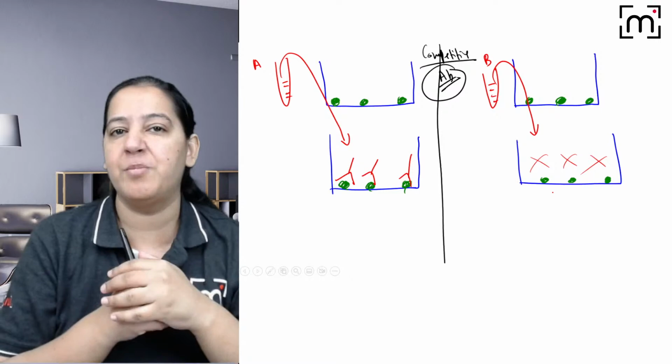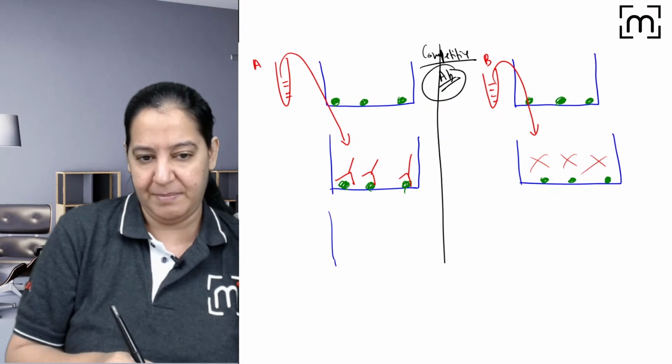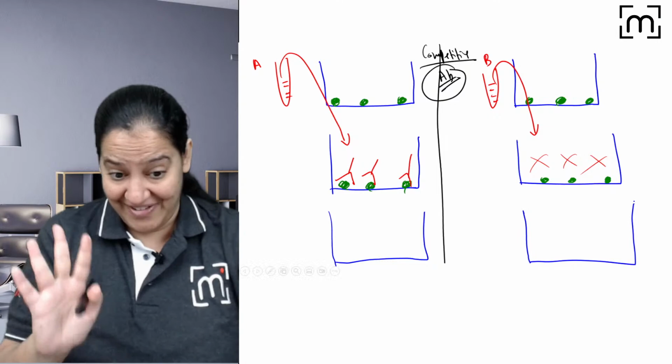Still not different from indirect. You will say, ma'am, it's the same. What is the difference between competitive and indirect? So step 3 will make the difference. Let me try. Step 3 is difficult. Step 3 is really difficult. I will try my best.